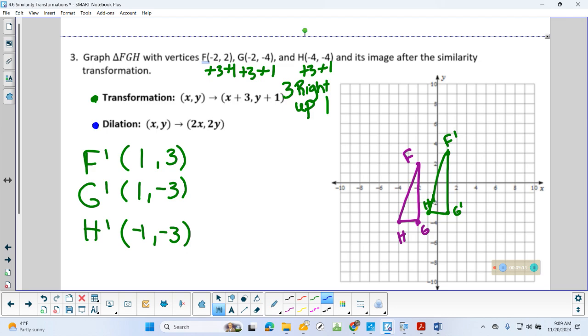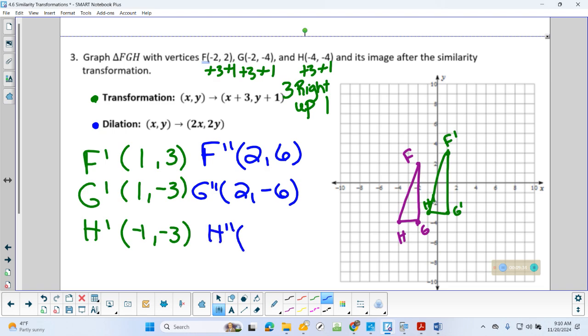But because I see this coming at me, I'm probably going to need the coordinates. Okay, what's your scale factor on the dilation? 2, so it should be double the size. We're just going to times all of these by 2 now. Well, that's easy. Okay, double all of that. 1 times 2, 3 times 2. Got it. 1 times 2, negative 3 times 2. Let's do H double prime. What are your coordinates for H double prime? Too easy, you got it.